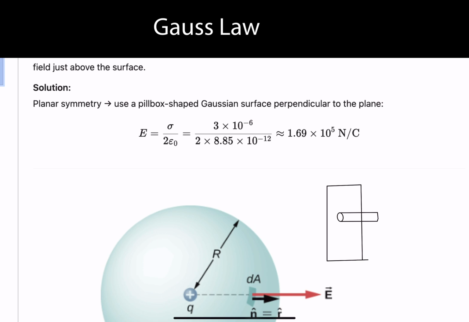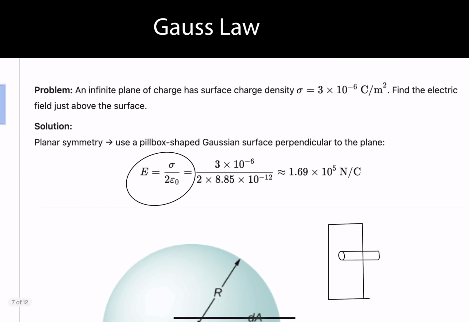We're going to use this and derive it, but for now, consider the formula E is equal to sigma by 2 epsilon naught. This is the formula for the electric field due to a single infinite plane sheet of charge. And this formula is very important in the next chapters. Now, in this case, sigma is given, and with 2 times epsilon naught, you get the number 1.69 times 10 to the 5 newton per coulomb.